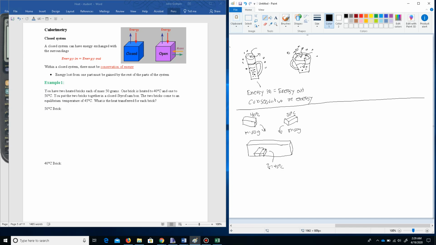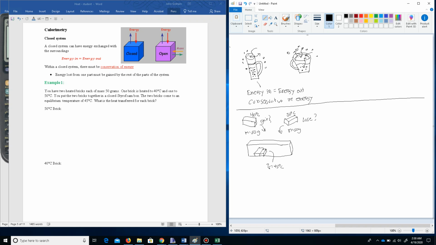We want to know what is the heat transferred for each block. How much heat did this one gain and how much heat did this one lose? I can guarantee that's going to happen because this one's at a higher temperature and they're both the same mass. They're both brick, so they have the same specific heat.